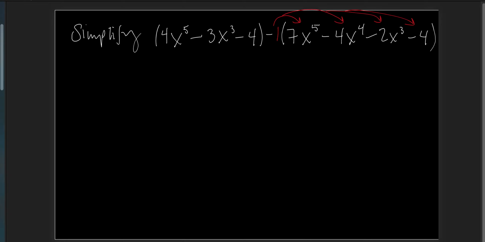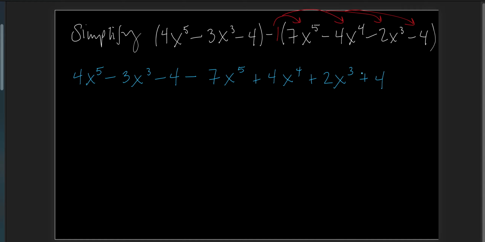So what I have to do next is to write what the problem looks like. So parentheses really aren't necessary for this one, so I'm just going to drop the parentheses around these terms. So my brain needs to see what the problem looks like now. So -1 times 7x to the 5th is -7x to the 5th. -1 times -4x to the 4th is plus 4x to the 4th. -1 times -2x to the 3rd is plus 2x to the 3rd. -1 times -4 is +4. So basically a -1 changes the signs of all these terms.